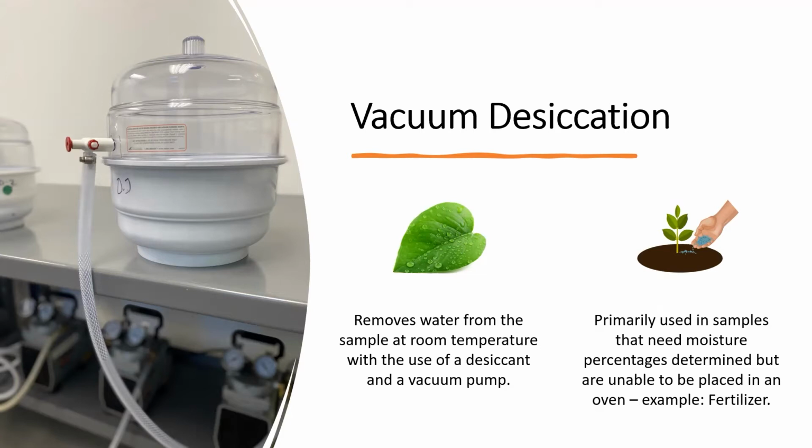While this method may seem like a foreign concept in the cannabis industry, it has been used for decades by other industries. It is primarily used to determine moisture content in samples that are unable to be placed in an oven. There may be several reasons why samples cannot be heated. However, fertilizer is one of the most common sample types that this process is used for. This type of material is made up of compounds that cannot be exposed to high levels of heat without creating dangerous situations or compromising the integrity of the sample.